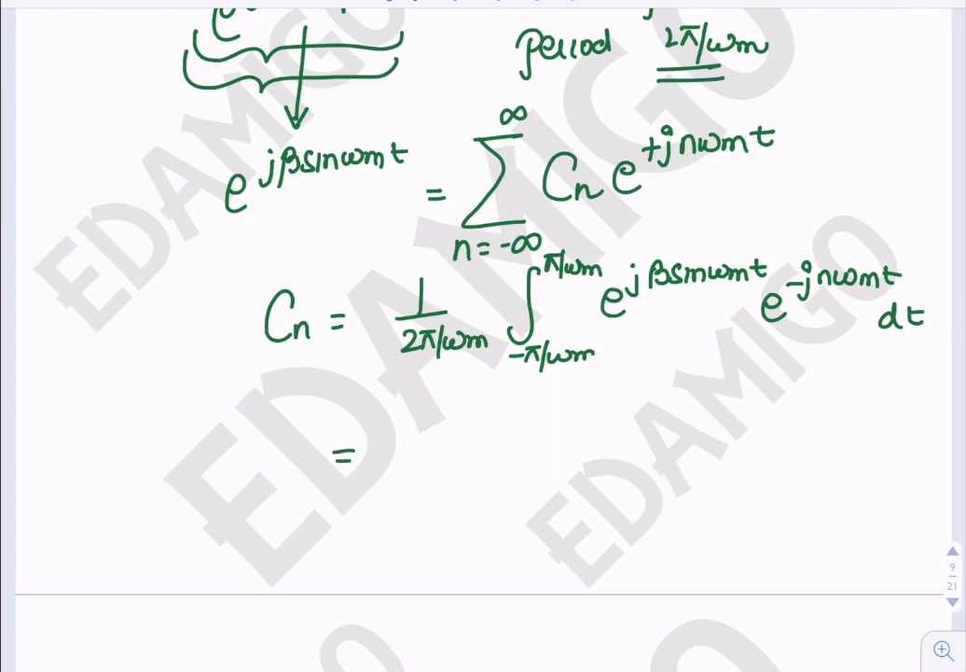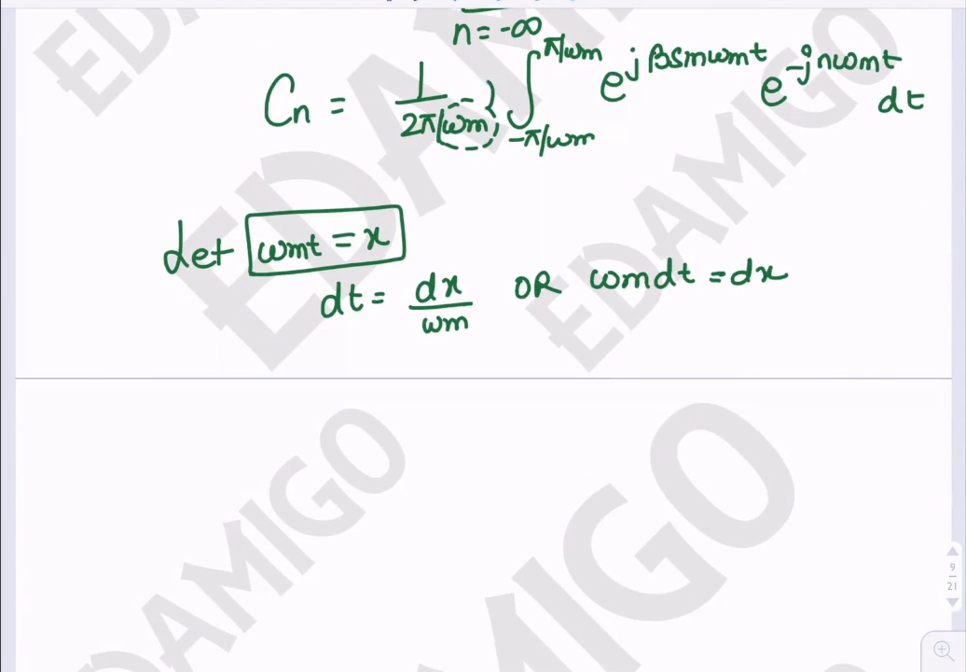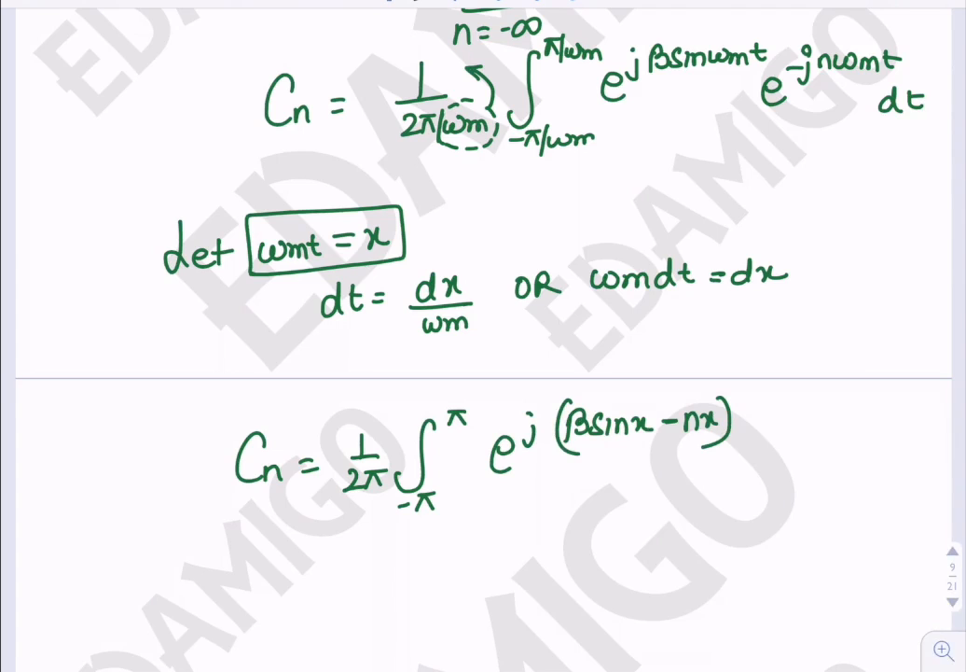So let us say omega_m t equals x. Then dt equals dx upon omega_m, or omega_m dt equals dx. Since omega_m will go in the numerator, we get omega_m dt in the numerator. So Cn can be written as the integral from minus pi to pi of 1 upon 2 pi e to the power j(beta sin x minus nx) dx.